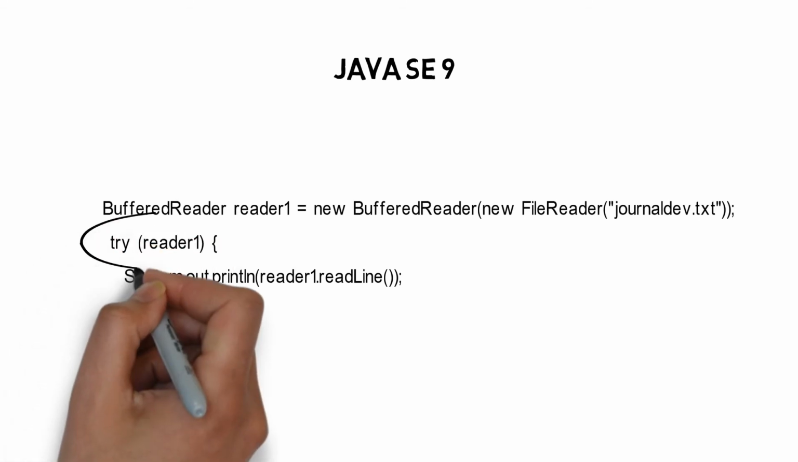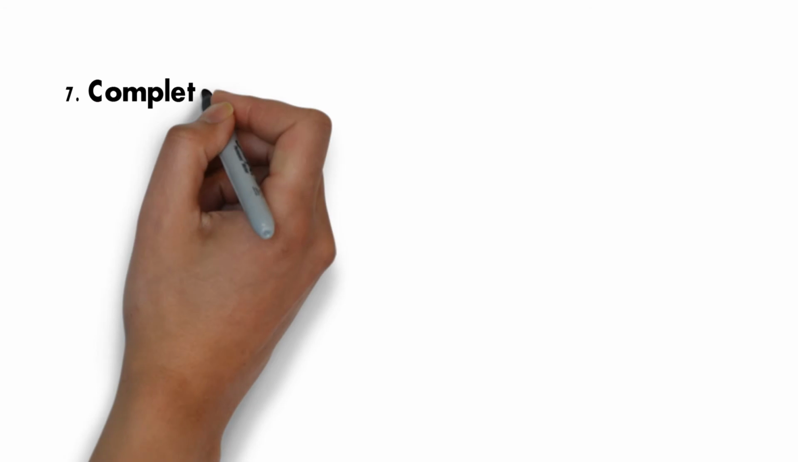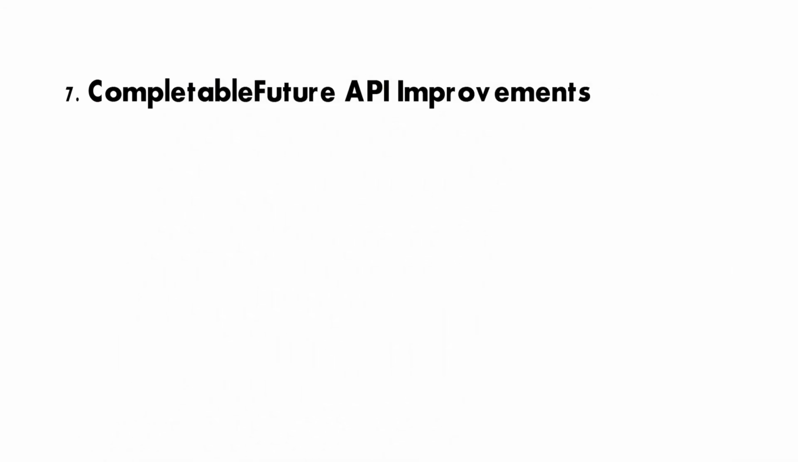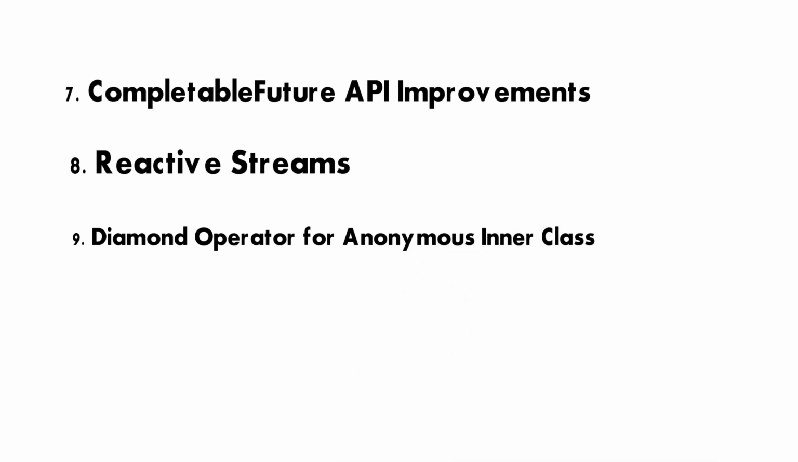Some more features are completable future API improvements, reactive streams, diamond operator for anonymous inner classes, and optional class improvements. Stream API improvements. Again, these topics are great among themselves and cannot be expanded here.